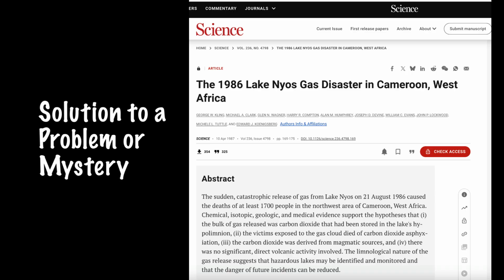For example, this study determined what caused the sudden death of over 1,700 people and thousands of livestock in villages around Lake Nyos in Cameroon in 1986. They determined that a rare eruption released 1.6 million tons of carbon dioxide, which asphyxiated people and animals. Search the literature on your topic and find a description of a phenomenon that has not been satisfactorily explained.